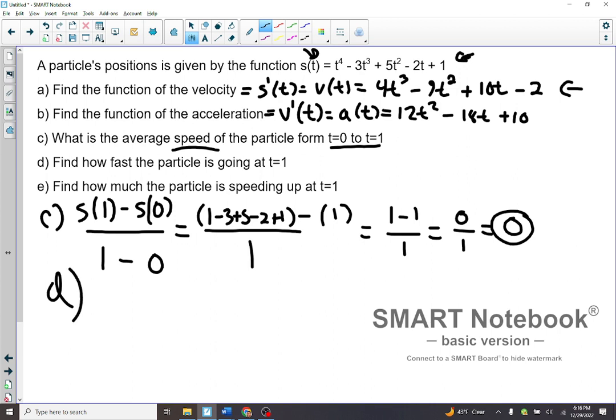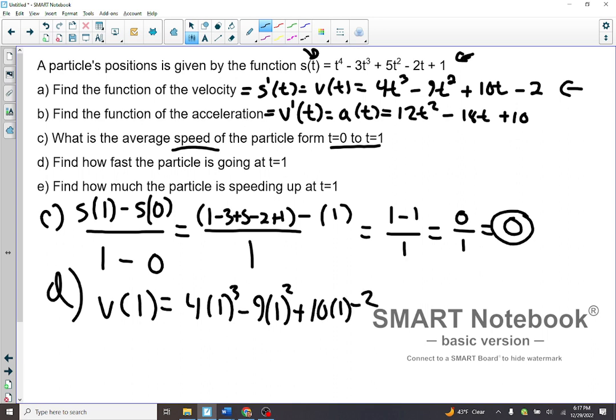For D, I want to figure out how fast they were going at exactly 1. So if I want to figure out how fast they're going at exactly 1, I'm going to plug it into my velocity equation. So my velocity at 1 is going to be 4 times 1 to the third power minus 9 times 1 to the second power plus 10 times 1 minus 2. 4 minus 9 plus 10 minus 2. 14 minus 11 is 3. So it's going 3, I guess, units per second. I didn't give units here, but it was moving at that moment 3 miles per hour, or whatever it might be.